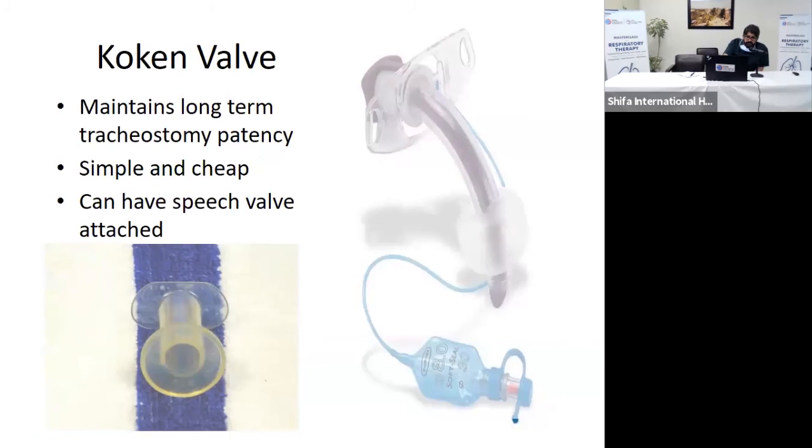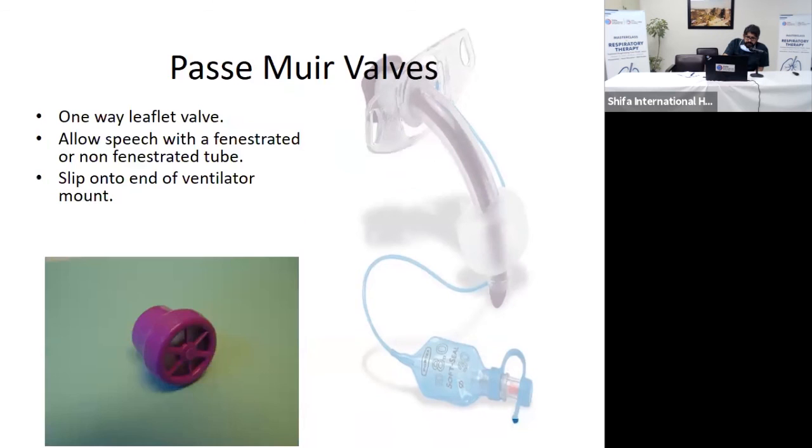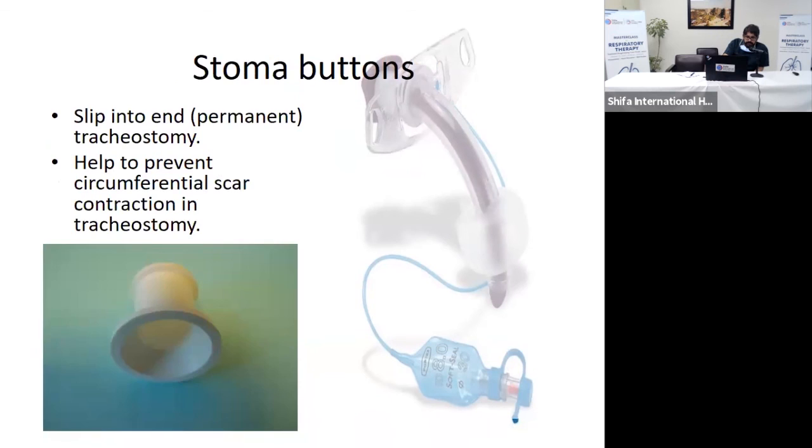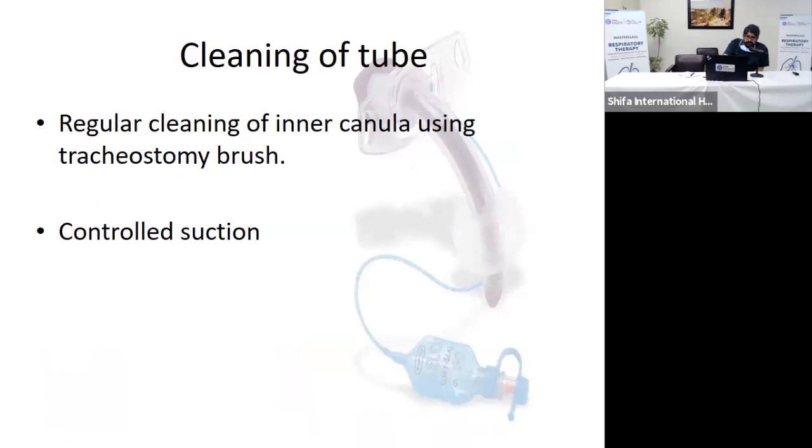Then we have Cochrane valves, which we put in patients who have bilateral vocal cord paralysis. You can put that in so that they can exhale and inflate. It just gives them a little bit of extra air that's needed. Speech valves we put in tracheostomy patients. Semior valves, these are one-way valves which we use for speaking. The stoma buttons are used in laryngectomy patients. So the ones we use are the fenestrated tubes with the speaking valve, and it helps.